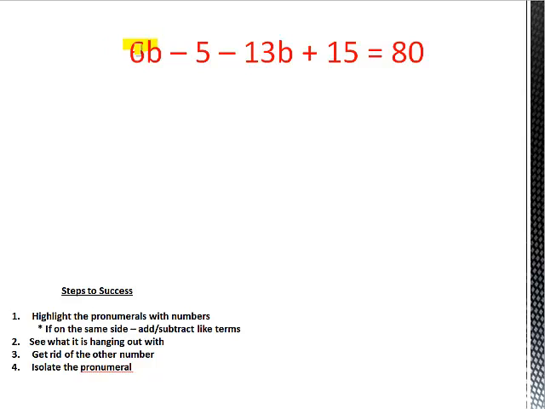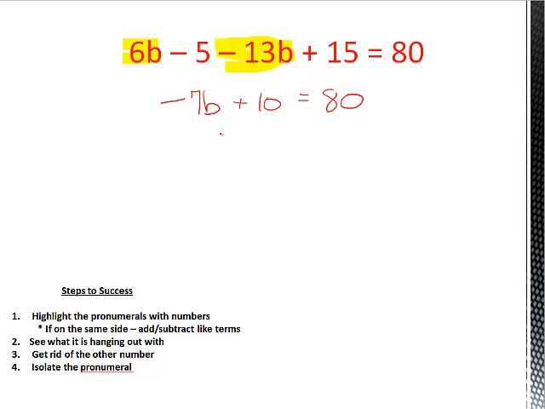Okay, in this one we have 6b and a negative 13b as the pronumerals we'll look at. Notice I'm highlighting the negative in front of the 13. Now 6b minus 13b is equal to negative 7b. Minus 5 plus 15 is equal to a positive 10. So the new equation will be negative 7b + 10 = 80.